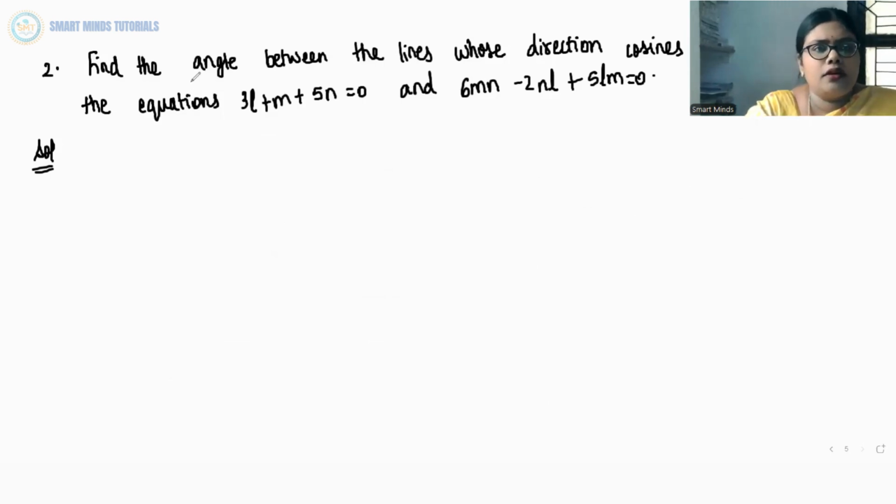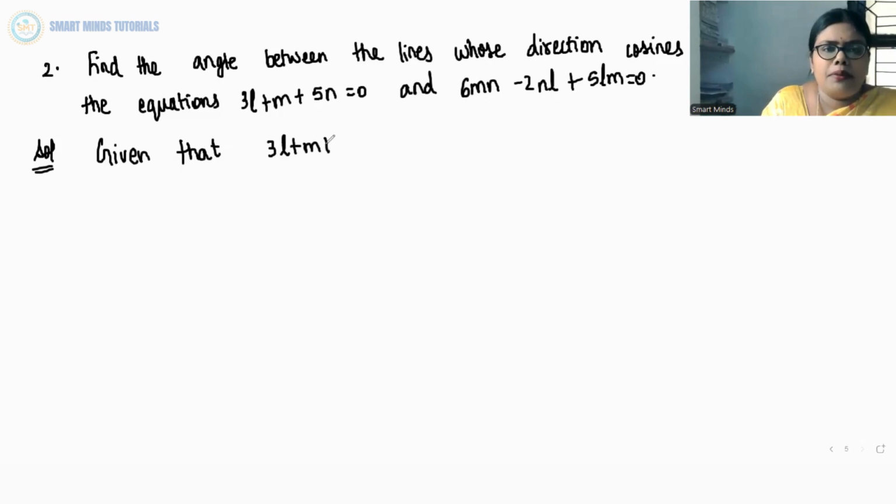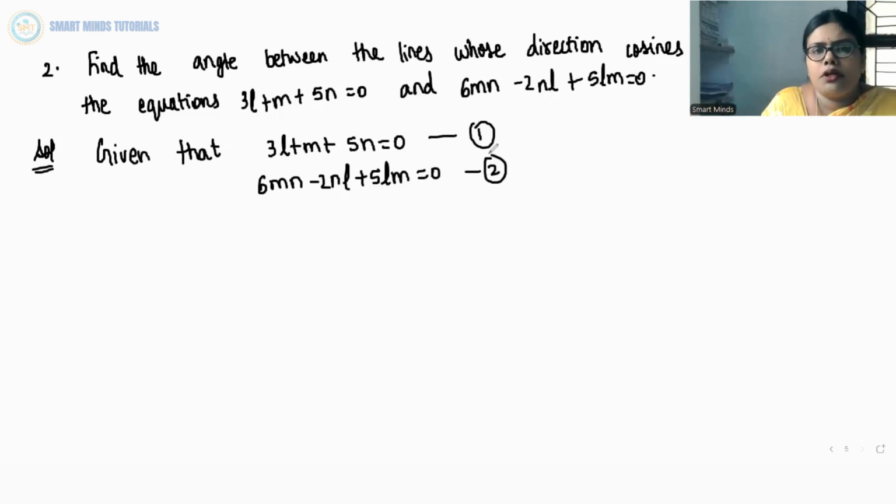Now let us take the second question. Find the angle between the lines whose direction cosines are given by the equations 3L plus M plus 5N is equal to 0 and 6MN minus 2NL plus 5LM is equal to 0. So first let us write down the given equations. 3L plus M plus 5N is equal to 0, this is equation number 1. Then 6MN minus 2NL plus 5LM is equal to 0, this is equation number 2.